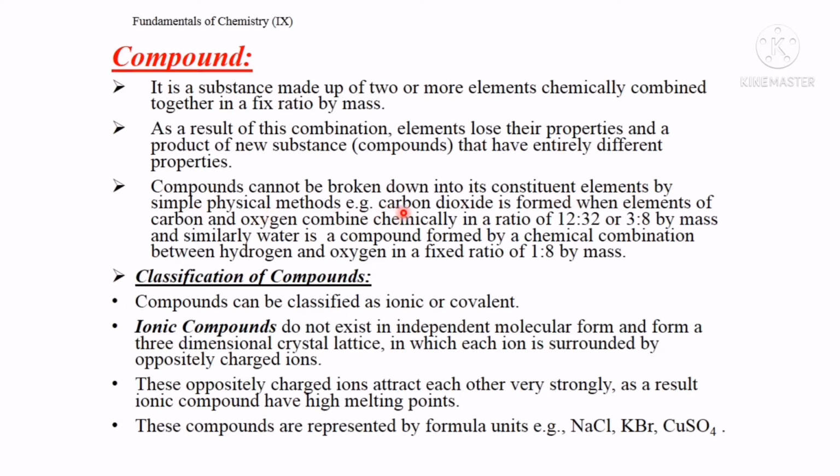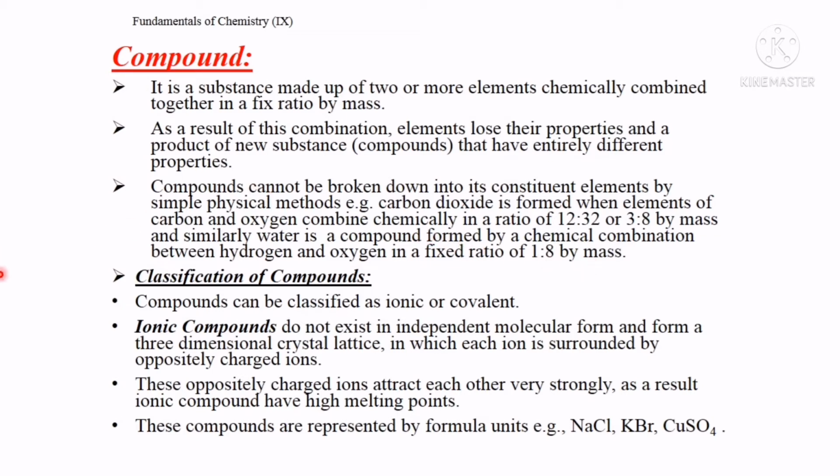For example, carbon dioxide is formed when the elements carbon and oxygen combine chemically in a ratio of 12:32, or 3:8, by mass. Similarly, in the case of water, water is formed when hydrogen and oxygen are chemically combined in a ratio of 1:8 by mass.